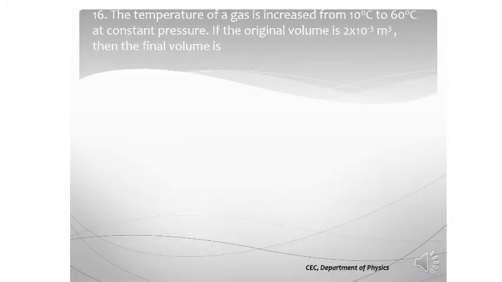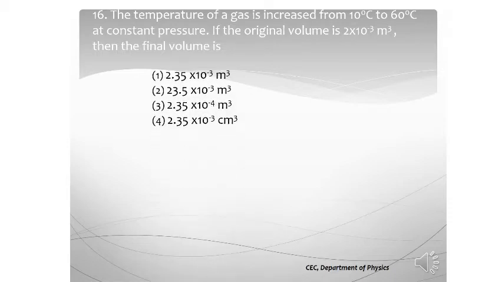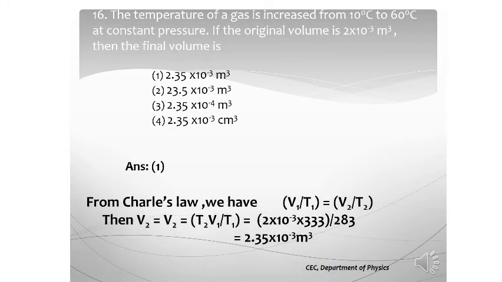Next, the temperature of a gas is increased from 10 degree centigrade to 60 degree centigrade at constant pressure. If the original volume is 2 × 10^-3 meter cube, then the final volume is 2.35 × 10^-3 meter cube, 23.5 × 10^-3 meter cube, 2.35 × 10^-4 meter cube, 2.35 × 10^-3 centimeter cube. Answer is 1, that is 2.35 × 10^-3 meter cube.